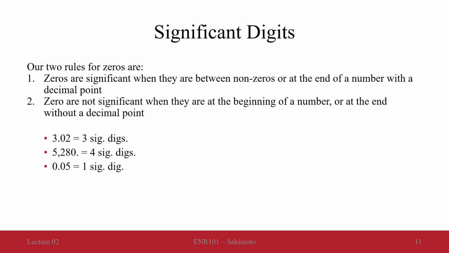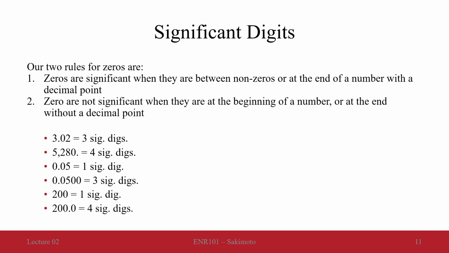And by contrast, 0.05 only has 1 significant digit because the zeros are at the beginning of the number. 0.0500 has 3 significant digits. The 2 zeros before the 5 are not significant. The 2 zeros after the 5 with a decimal point are significant.